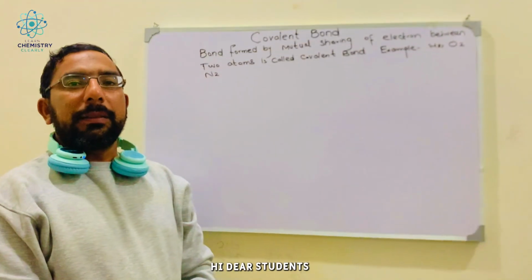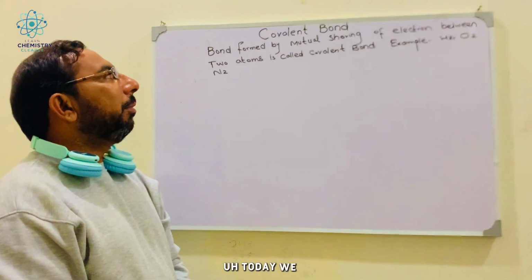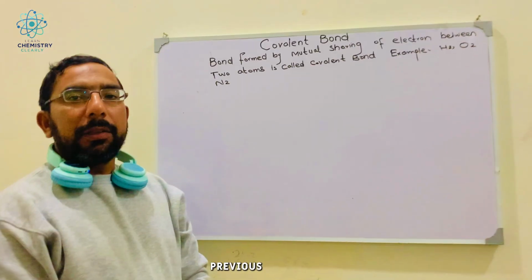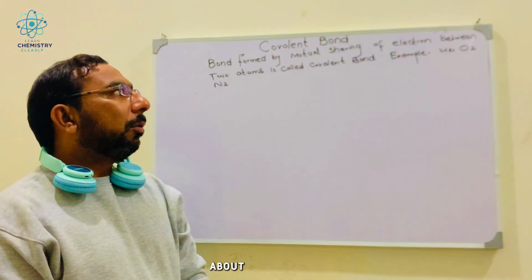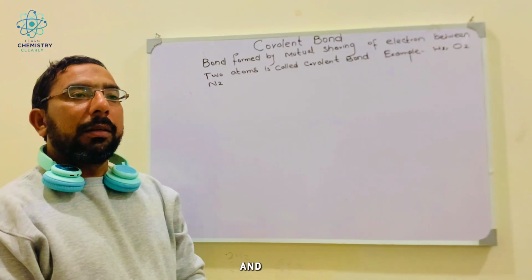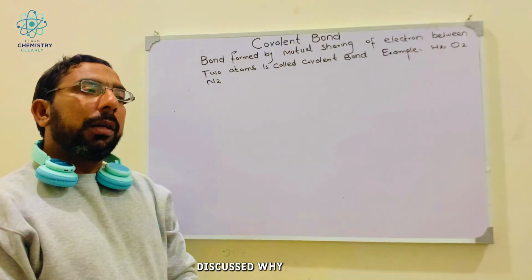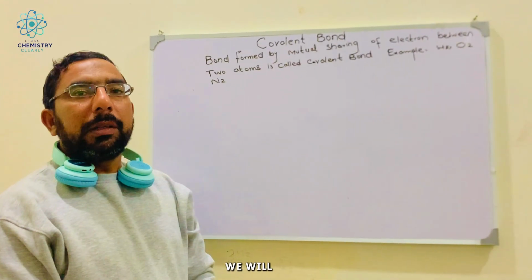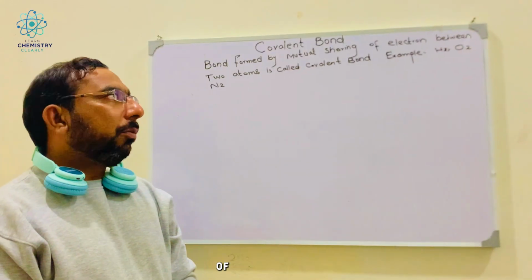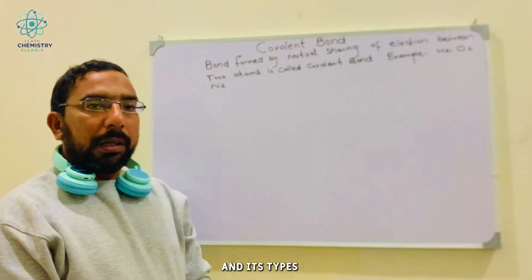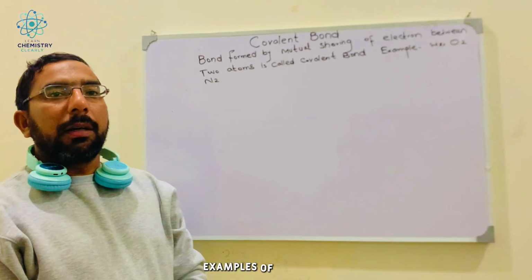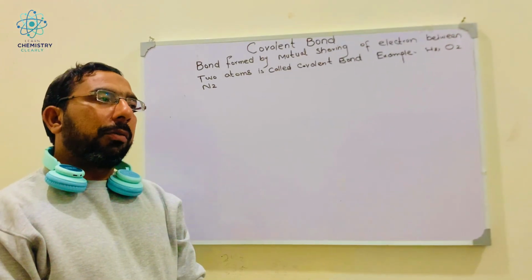Hi dear students, today we will learn about the covalent bond. In our previous lecture, we discussed the ionic bond and why atoms make bonds. In this lecture, we will try to understand the concept of covalent bond and its types. I will give some examples of covalent compounds and how they are formed.